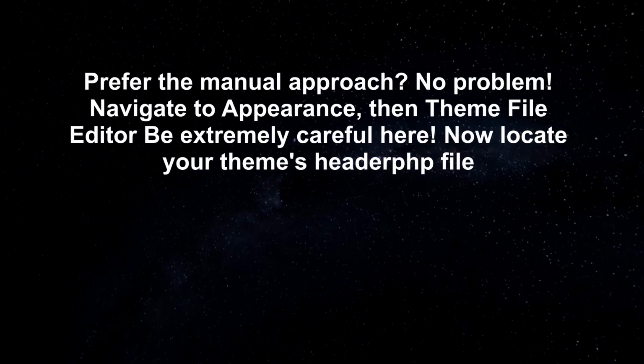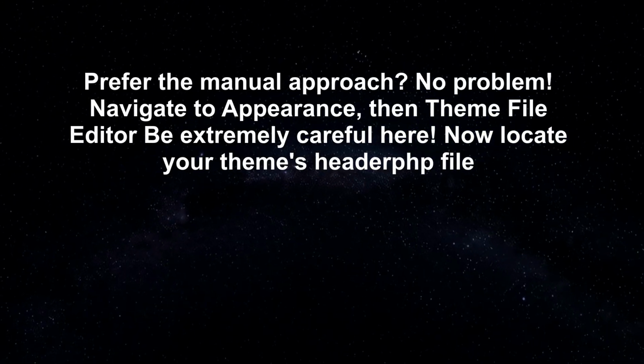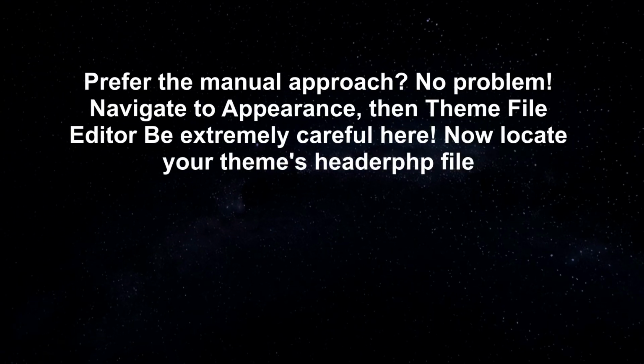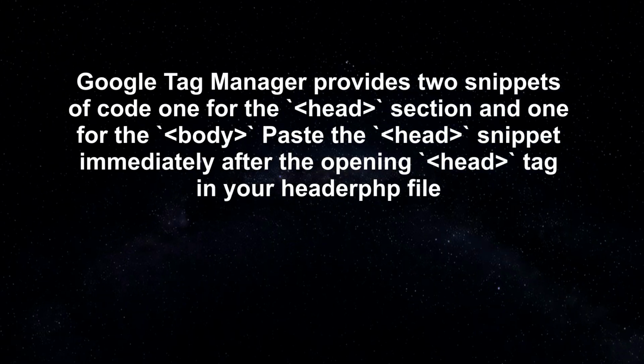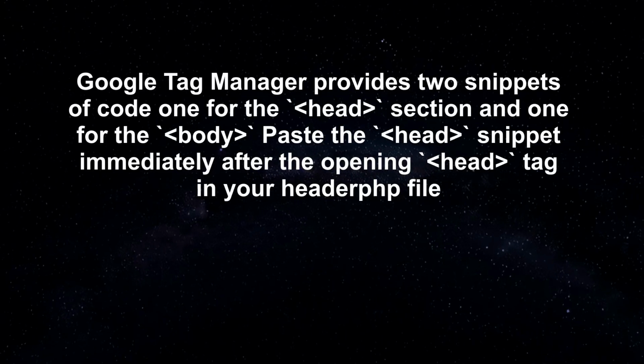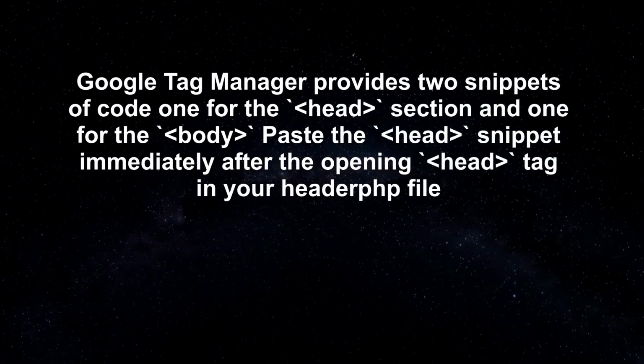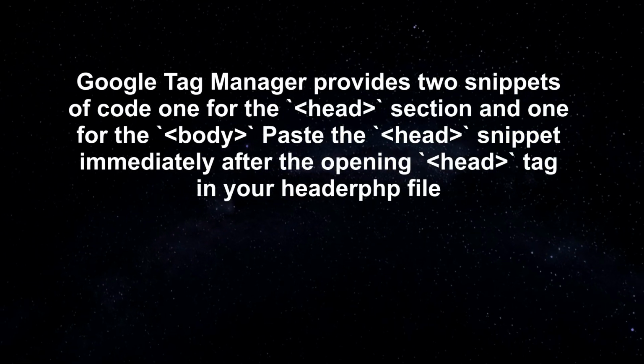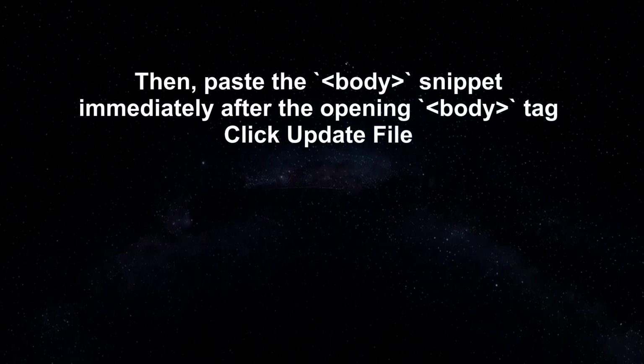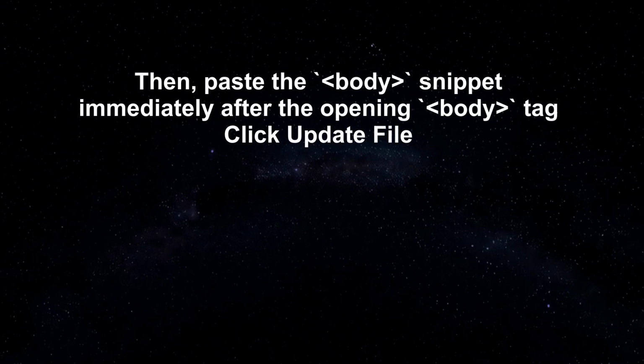Navigate to Appearance, then Theme File Editor. Be extremely careful here. Now locate your theme's header file. Google Tag Manager provides two snippets of code, one for the head section and one for the body. Paste the head snippet immediately after the opening head tag in your header file. Then, paste the body snippet immediately after the opening body tag.